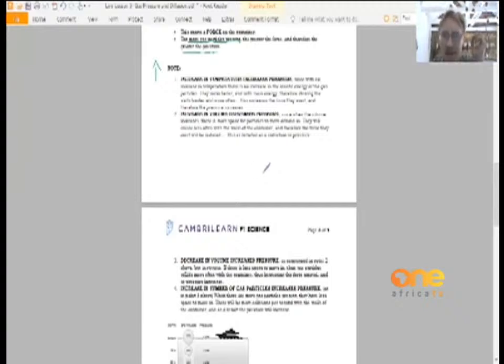If there are fewer collisions per second, it means that overall there is a reduced force being exerted on the walls of the container, and we would measure that or detect it as a reduction in the pressure. So if you want to increase the pressure, increase the temperature. If you want to decrease the pressure, you increase the volume. Let's have a look at the next 2 points.